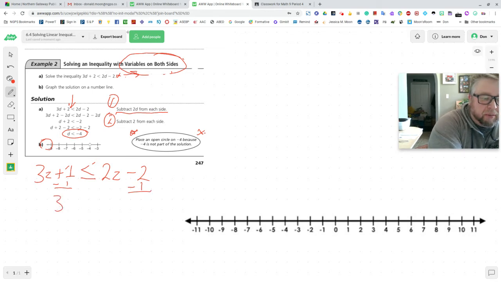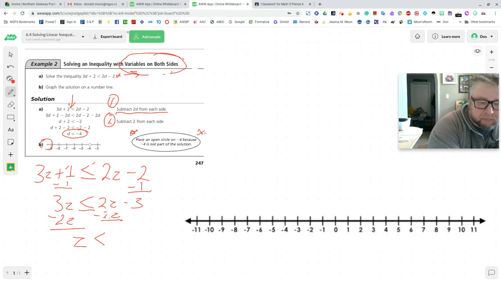So over here, we're going to be left with 3z is less than or equal to 2z minus 3, right? And then, of course, I'm going to take the smaller one. So I'm going to subtract 2z from this side, subtract 2z from this side. And I'm going to be left with z is less than or equal to minus 3.